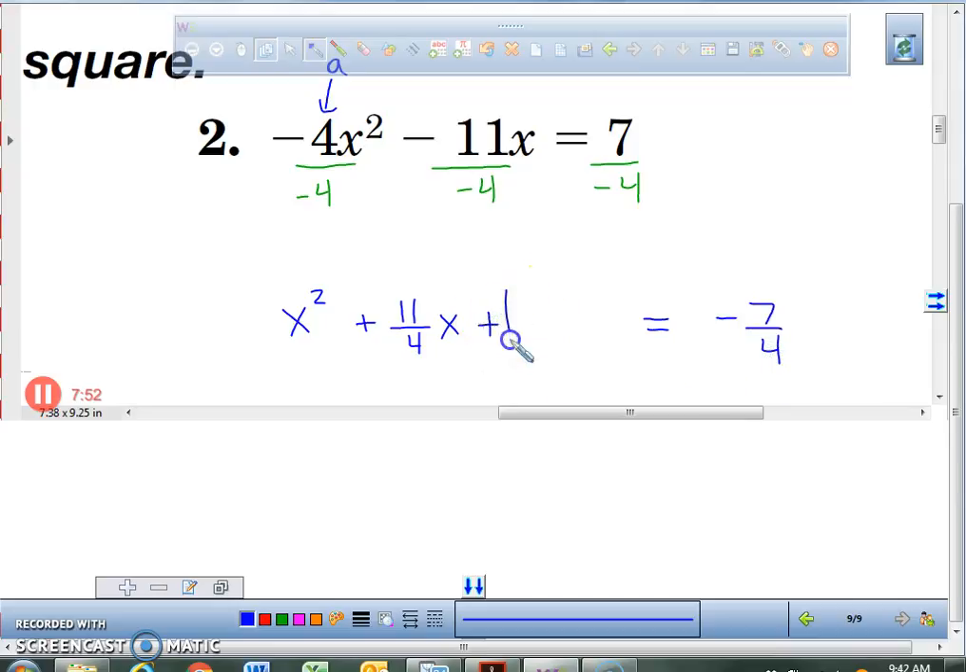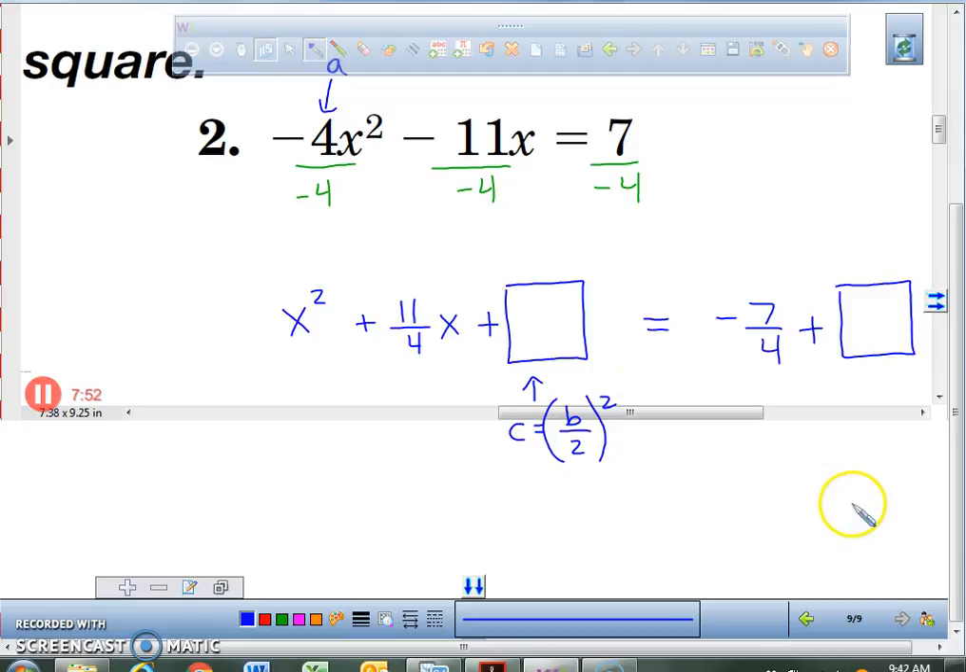So as you write things down, I'd like you to put a box here. Always realize that this box, our C value, is going to be the B value divided by 2, and then you're going to square it. Now, this is a little bit more difficult because we have a fraction for our B value. Right now, what's our B value? We did get our A value equal to a 1. Our B value is what?